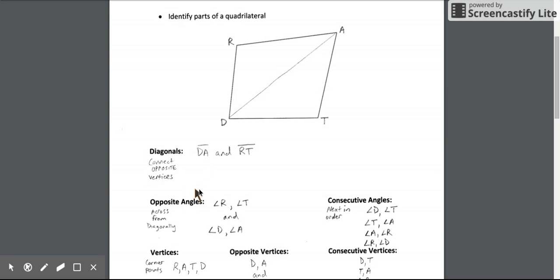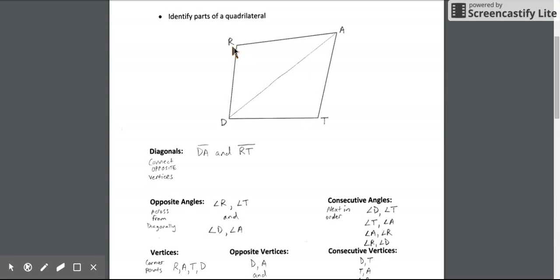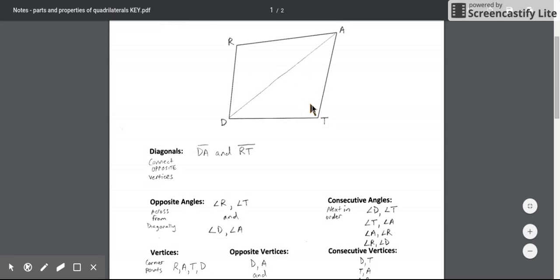Opposite angles are angles that are across from each other. So we have two pairs of opposite angles. Angle R and angle T are across from each other. They're opposite angles. And angles D and A are across from each other. They're also opposite angles.